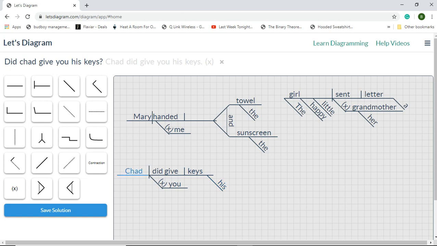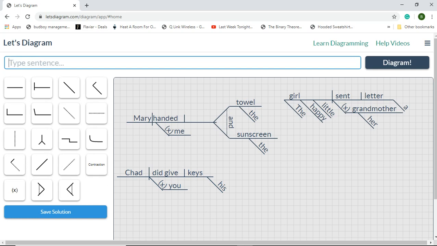Chad is the subject. Did give is the verb phrase. Keys is our direct object. You is the indirect object. And his is an adjective modifying keys. Okay, let's move on to number 4.